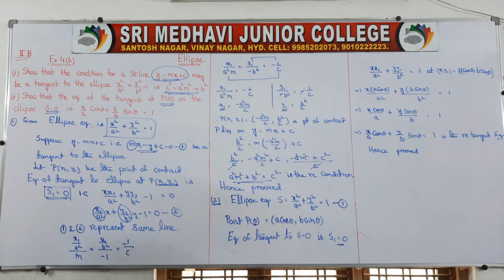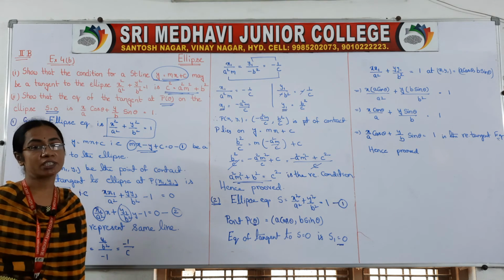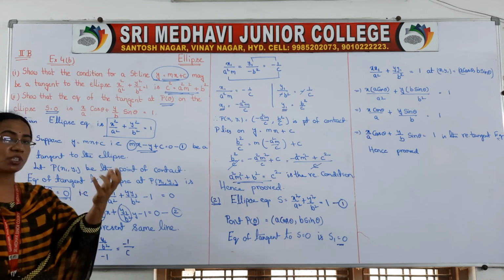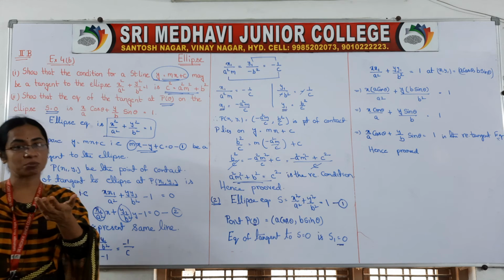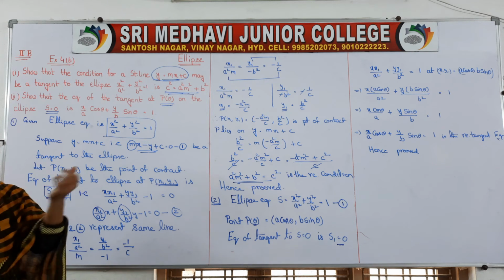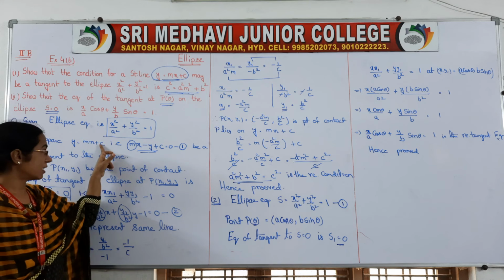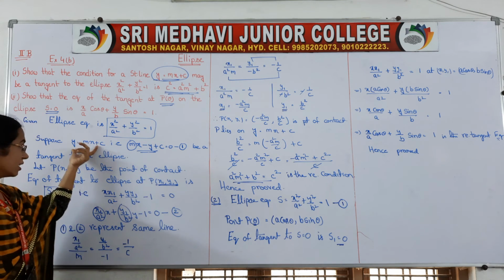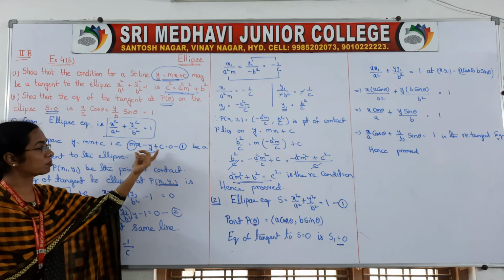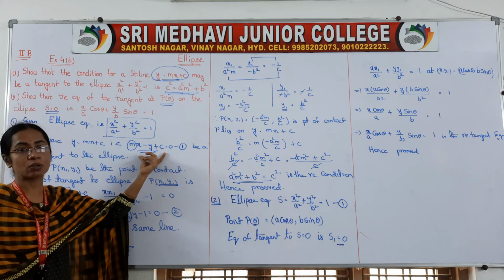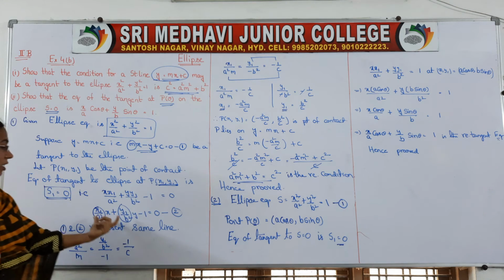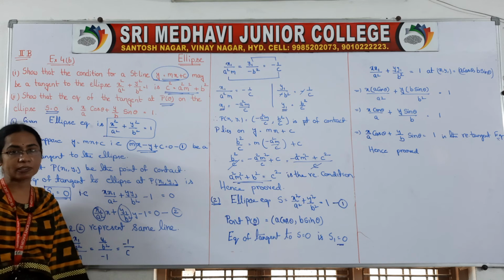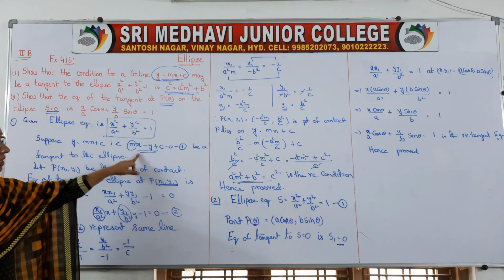How can we write this one? Try to write it in line form. A line equation will always be ax + by + c = 0. So the x term should be there, the y term should be there, and the constant term should be there, where a, b, c are real numbers. That's why here also I rearranged this into line form, ax + by + c = 0. Similarly, you arrange this line equation in ax + by + c = 0 form. So actually this is the tangent.